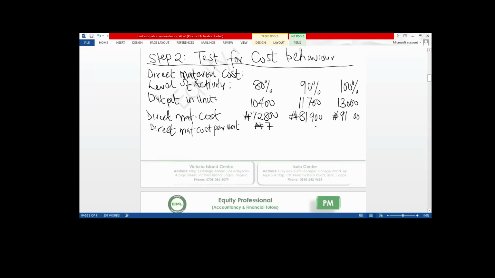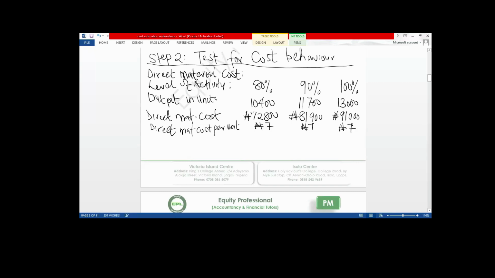Divide 81,900 by 11,700 units. How much, please? 7 naira. Go to the last level. Divide 91,000 by 13,000 units. 7 naira.